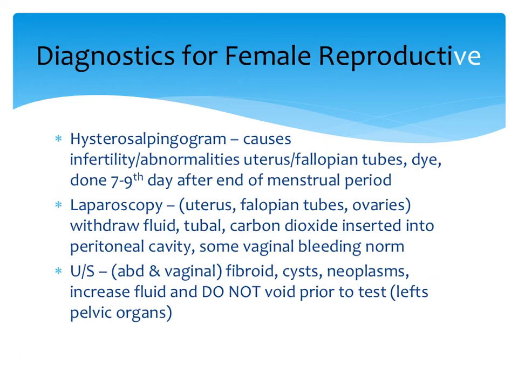You can also do an abdominal and or vaginal ultrasound where they're looking for fibroids. You want to increase the fluids. You do not want the patient to void prior to the test.